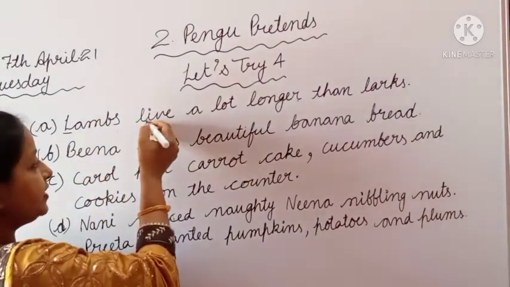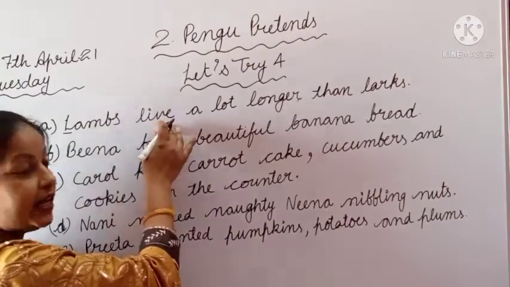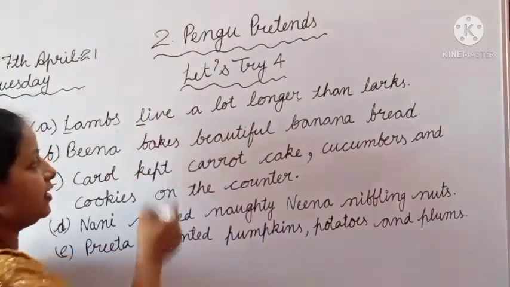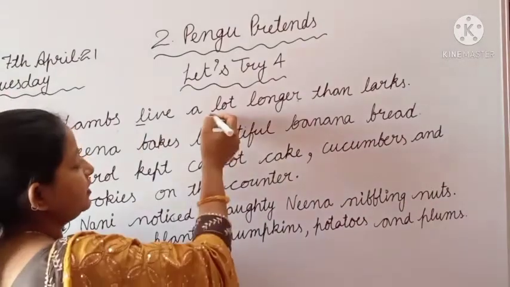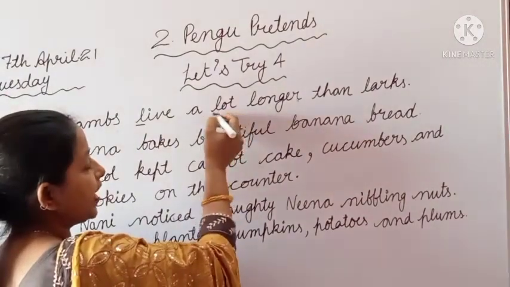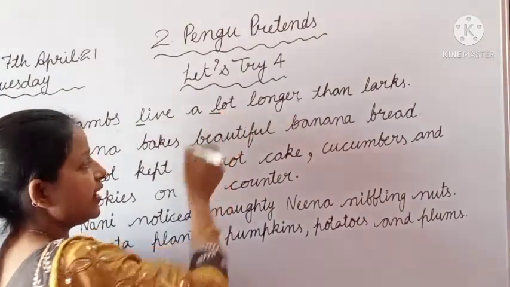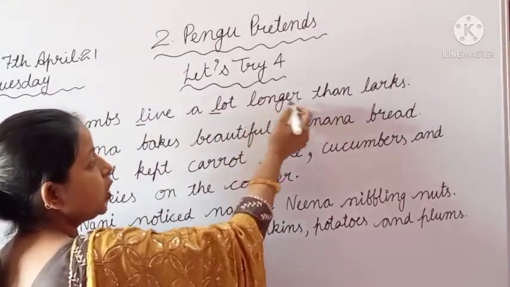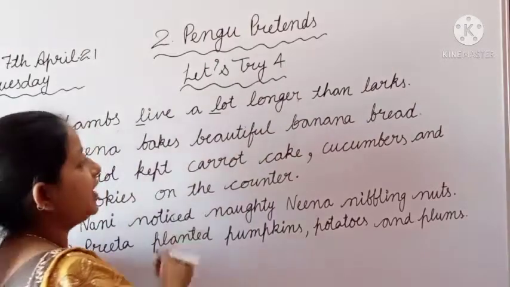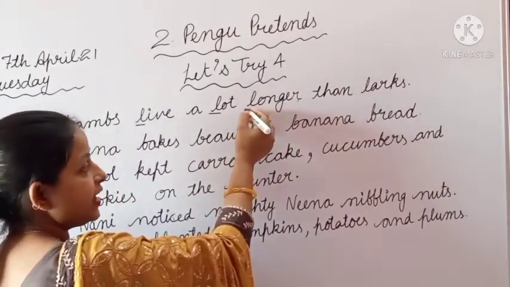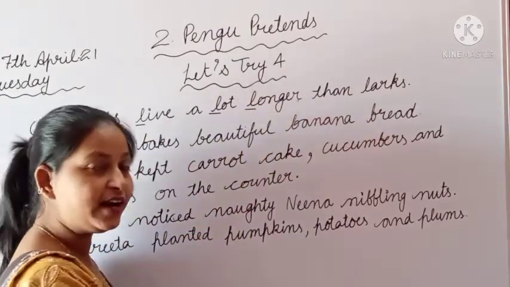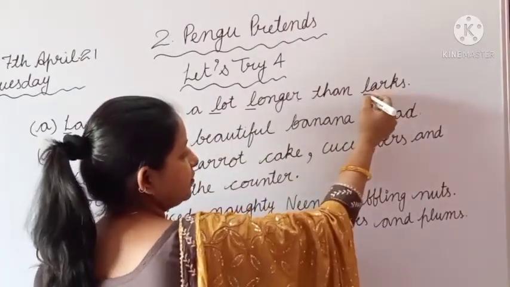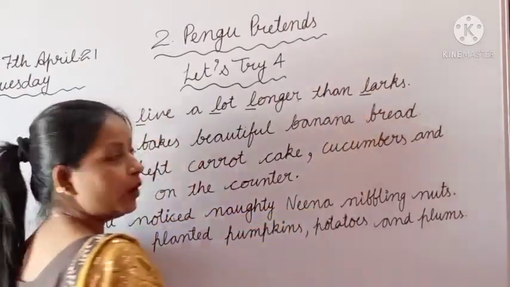And the second word is live. And we will underline L. Okay, students. And the third word is lived. And we will underline L again. And the next word is longer. And the first letter is L. So we will underline it. Okay. And the next is last. And we will underline L. Okay, students.